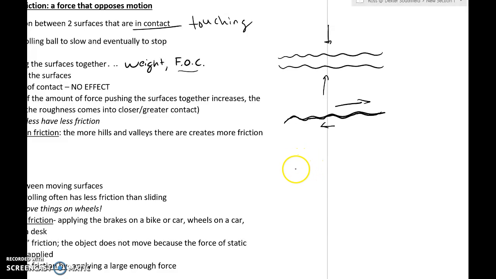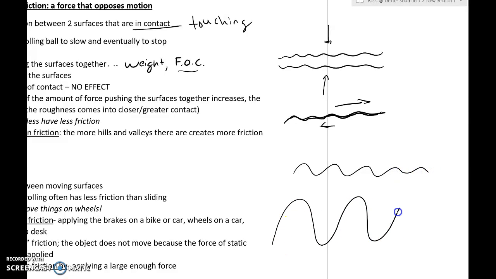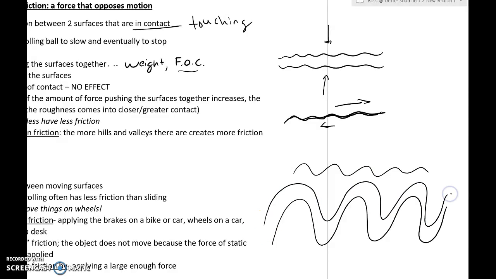Likewise, if we go from bumps of this size to bumps of this size, right? If we then have another surface that has similarly large bumps, it's going to take a lot of force to move those two surfaces against each other, meaning the friction will have now increased.